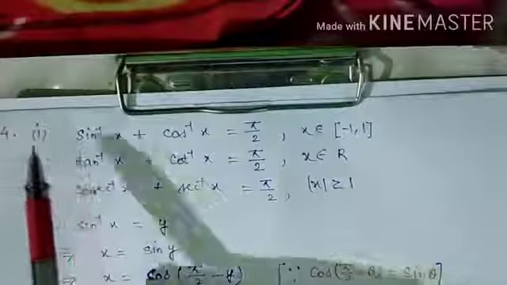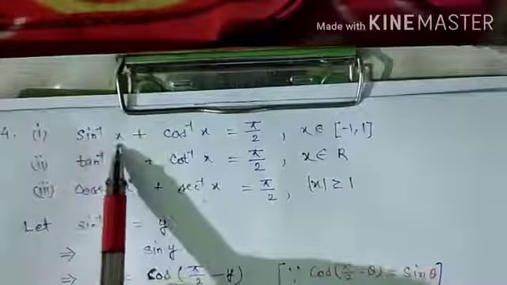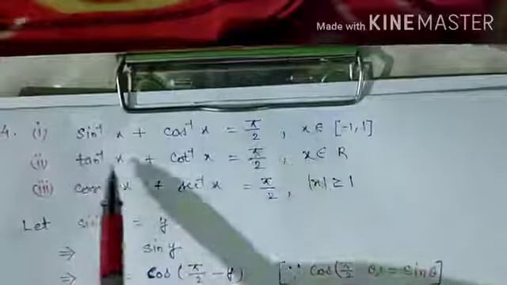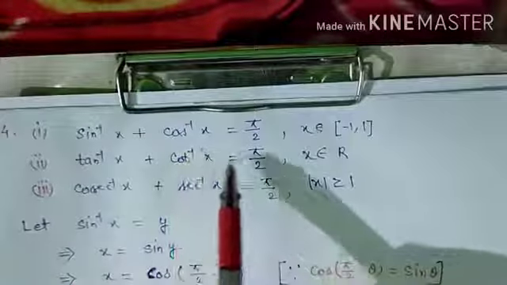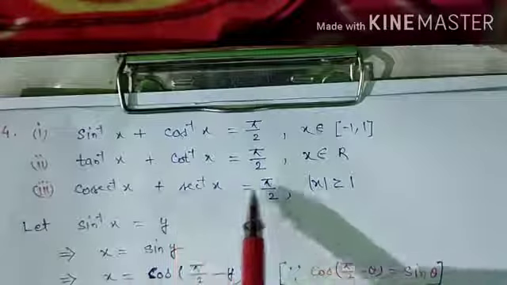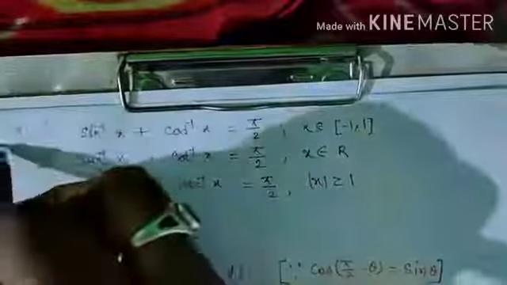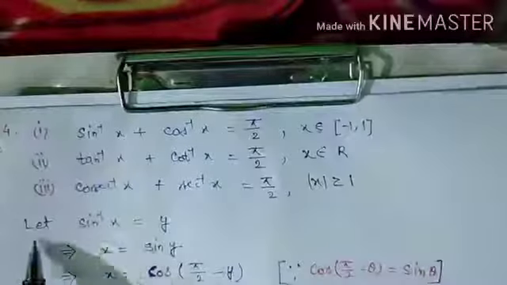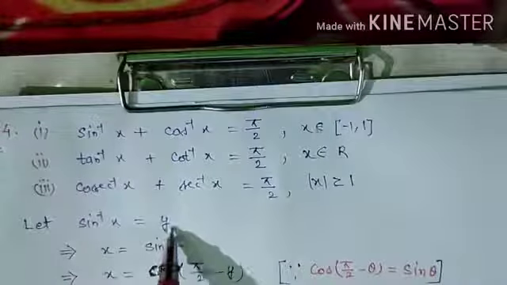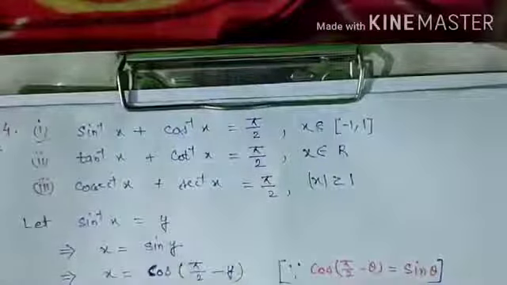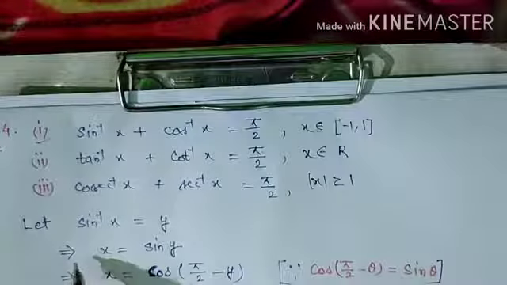Now fourth property of inverse trigonometric functions: sin inverse x plus cos inverse x equals pi by 2. Tan inverse x plus cot inverse x equals pi by 2. Cosec inverse x plus sec inverse x equals pi by 2. This is a very important property. Let sine inverse x equal y. I'm proving the first one. Similarly, you can prove the rest two properties.